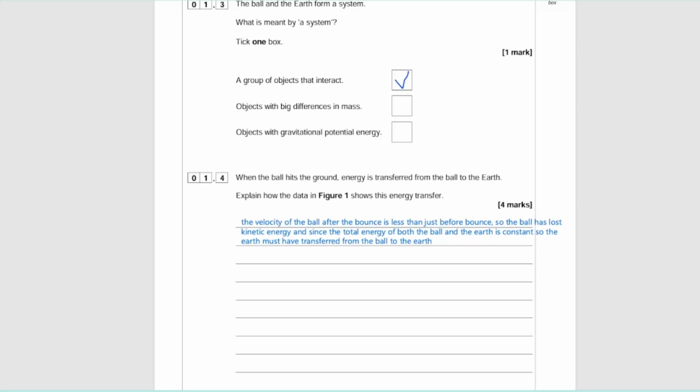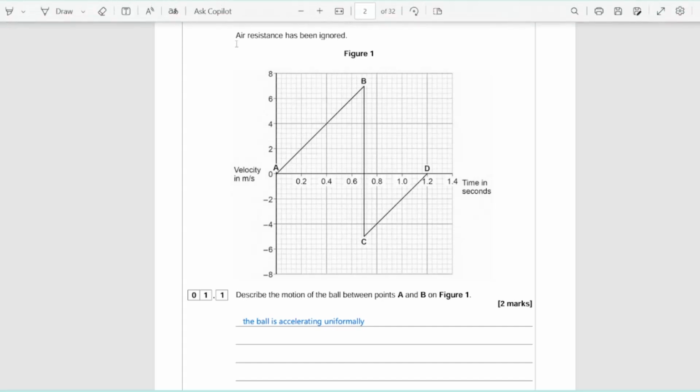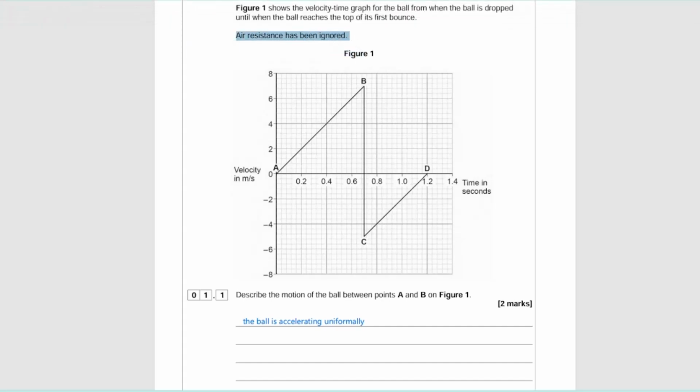And since the total energy of both the ball and the Earth is constant, the kinetic energy must have gone somewhere, which means the kinetic energy must have been transferred from the ball to the Earth. You could argue it was lost in air resistance, but that would show a more gradual decrease, and the actual question says air resistance has been ignored.